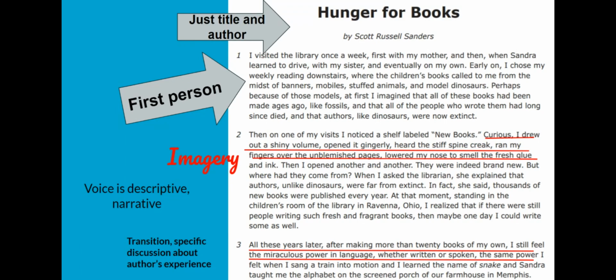We now know that the first person isn't a character. It's Scott Russell Sanders, who wrote "Hunger for Books." It's talking about his experience as an author. So we know, because these facts are included, his 20 books of publication after many years, that this is a personal essay. It's like literary nonfiction.